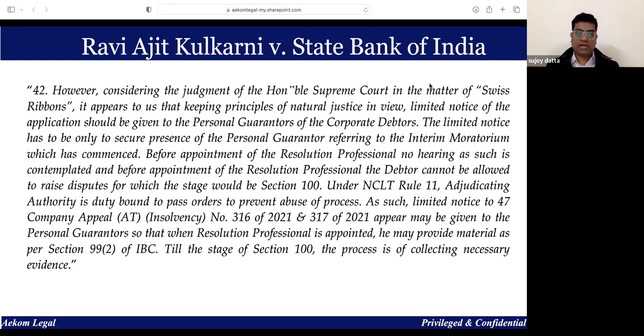So while you don't have a right to be heard before the resolution professional is appointed, you can be given notice, and the notice is for the purpose that you can come before the court, you can be aware who the RP is, and when the RP is forming his opinion, his report, then you can give to him whatever material you wish to give, so that your point of view is also taken into consideration.